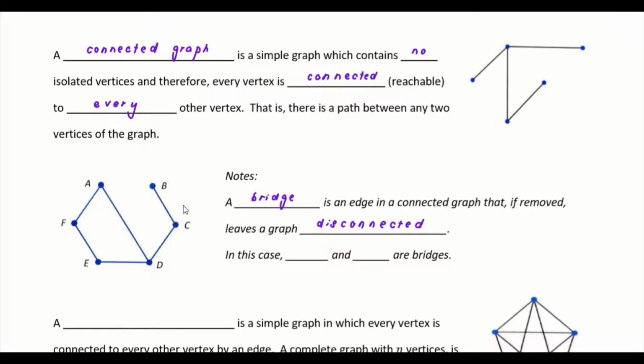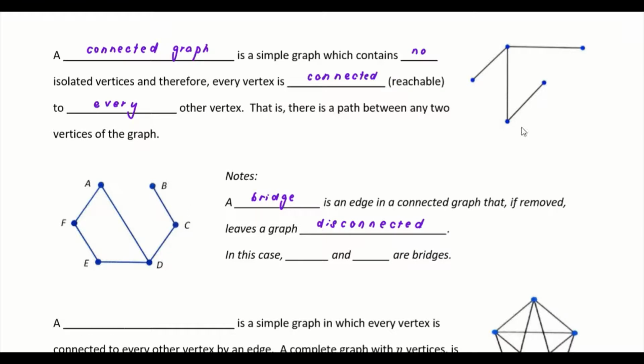Now, what if I remove BC? What do you realize? Now you actually make this graph disconnected. Why is that so? Because B is isolated now. B is disconnected from all the other vertices. So in this case, BC is one of the bridges. I hope you can get what I mean.